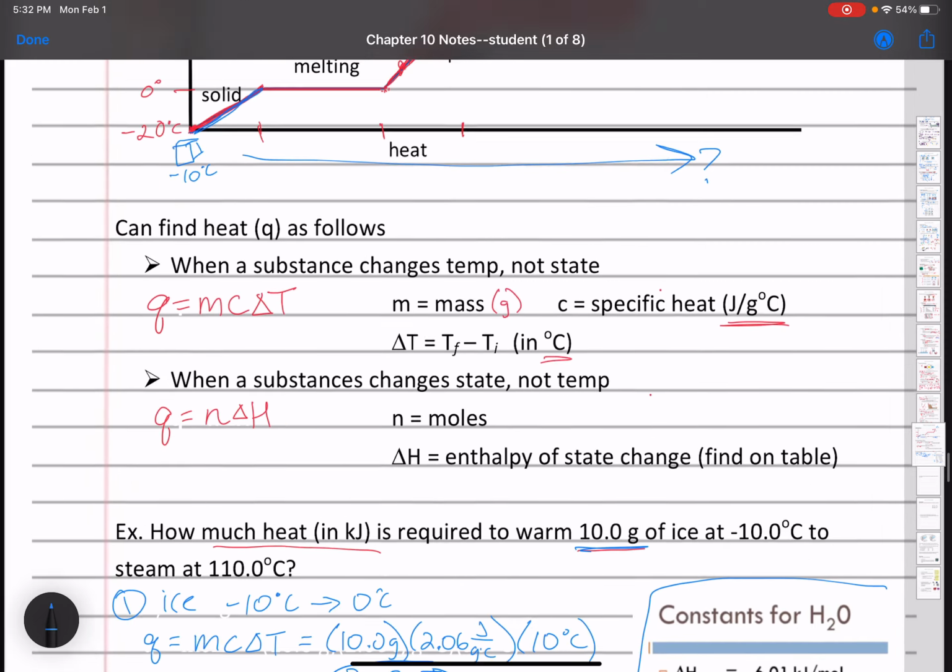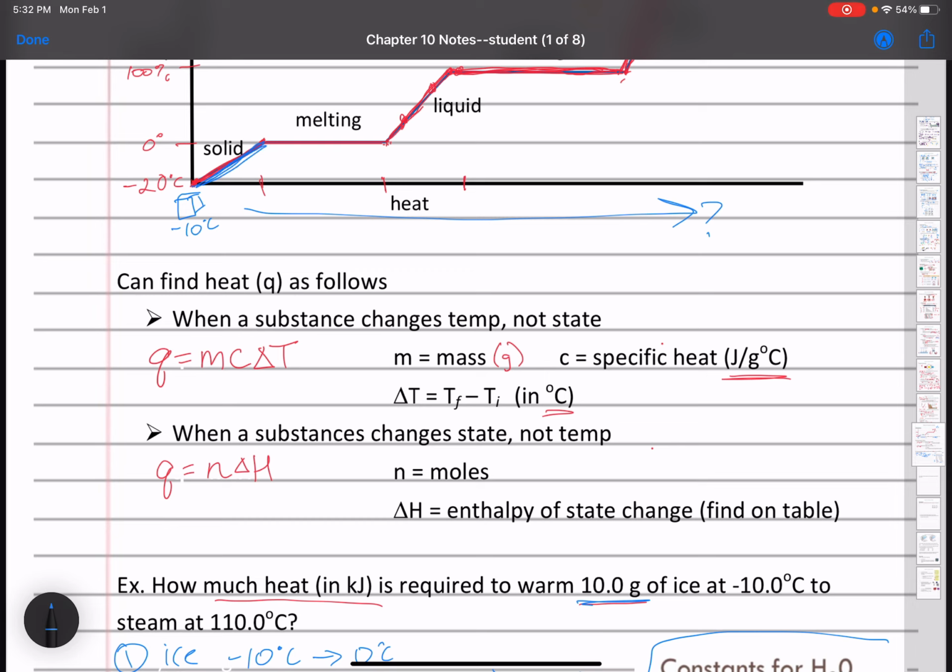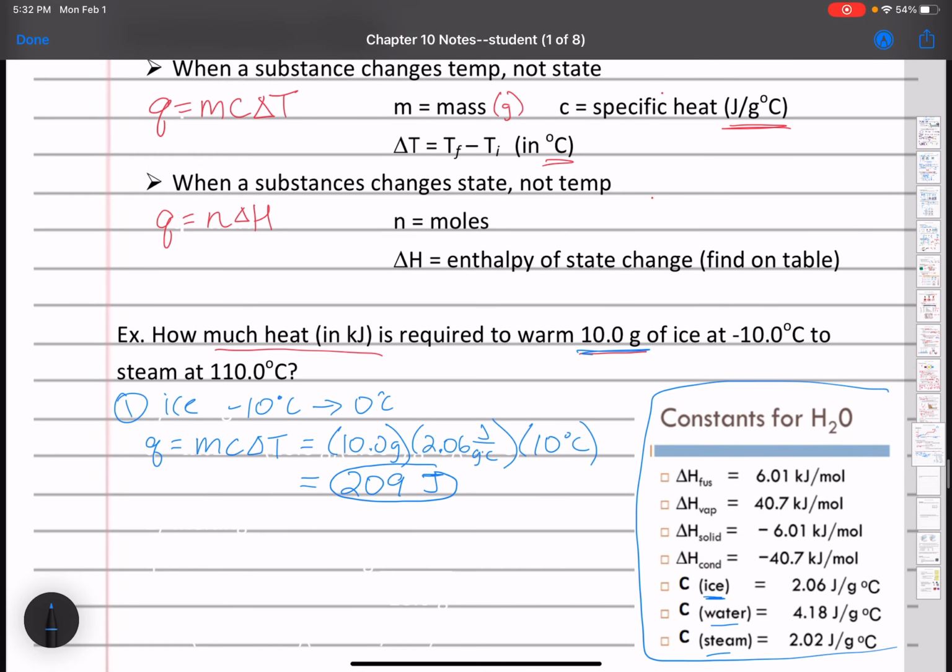All right, so that's just for this step here. That's 209 joules. Okay, so then the next thing we need to do is figure out how much heat it absorbs when it's melting. So step 2, melting. And we're going to use this equation, moles times the heat of fusion. That's the state change that we're going through, melting.